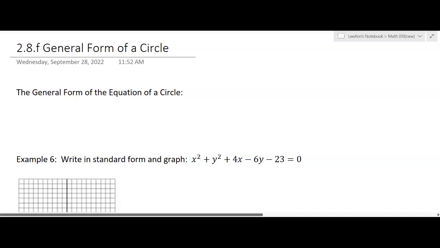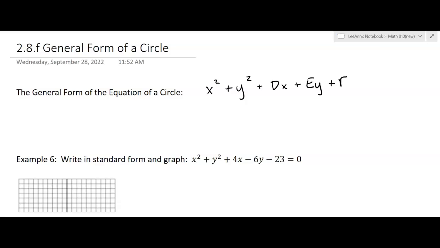So oftentimes when we have these different standard equations, we also have a general form of the equation. So the general form of the equation of a circle goes like this: x squared plus y squared plus dx plus ey plus f equals 0. That's the general form, sorry.